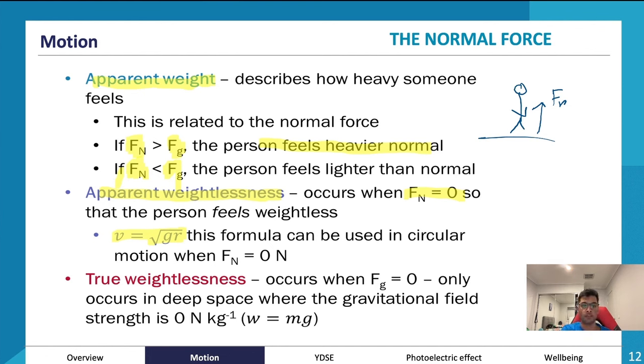This is something that is not on your formula sheet. So yeah, this is something that should go on your cheat sheet, with a little label saying that this formula can only be used in circular motion when your normal force is 0. So just have that on your cheat sheet so you know when to use this.